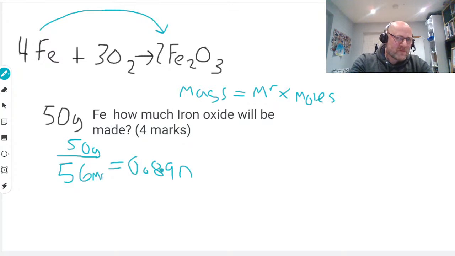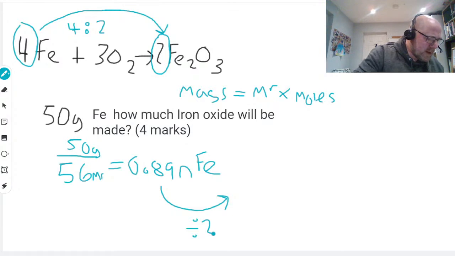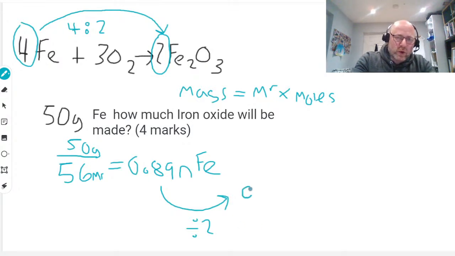So we've found out the moles of Fe. We then use the ratio, which is 4 to 2. That's all these numbers are for. They're for ratioing in mole equations. So we go 4 to 2, so instead of timesing, I'm going to divide this by 2. And this is going to give me 0.446 moles. If I want, I can round that to 0.45 moles. Now I know the moles of Fe2O3.